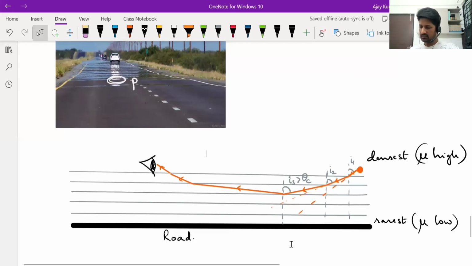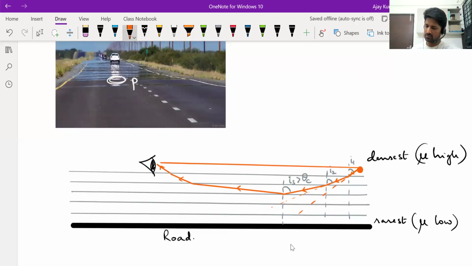Now there is one ray reaching the observer directly from the object, so the observer will be able to see the original object. But there is one ray reaching the person's eye at an angle like this. So you will also feel that there is something present here on the road, or you will see a reflection. Did you understand how mirage formation takes place?